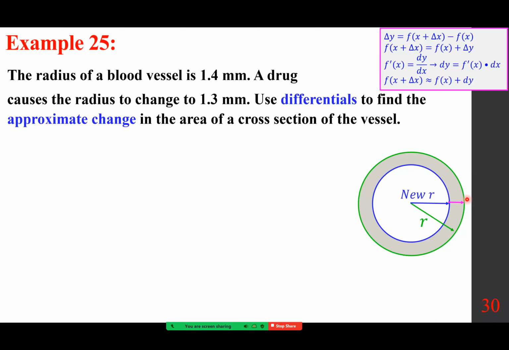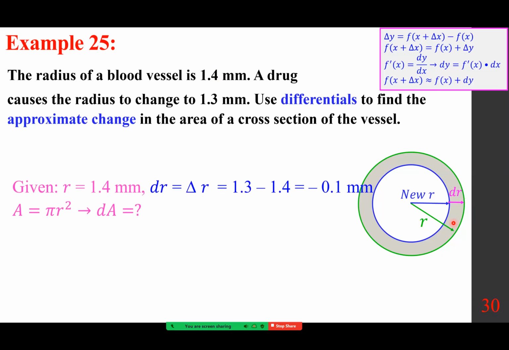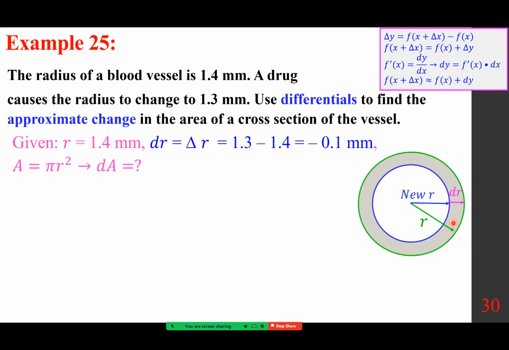So R is 1.4. dr or delta R is negative 0.1 because 1.3 minus 1.4. Area is pi r squared. This is the R, and we want the A. So understanding the question is important, everybody. So this is the translation.